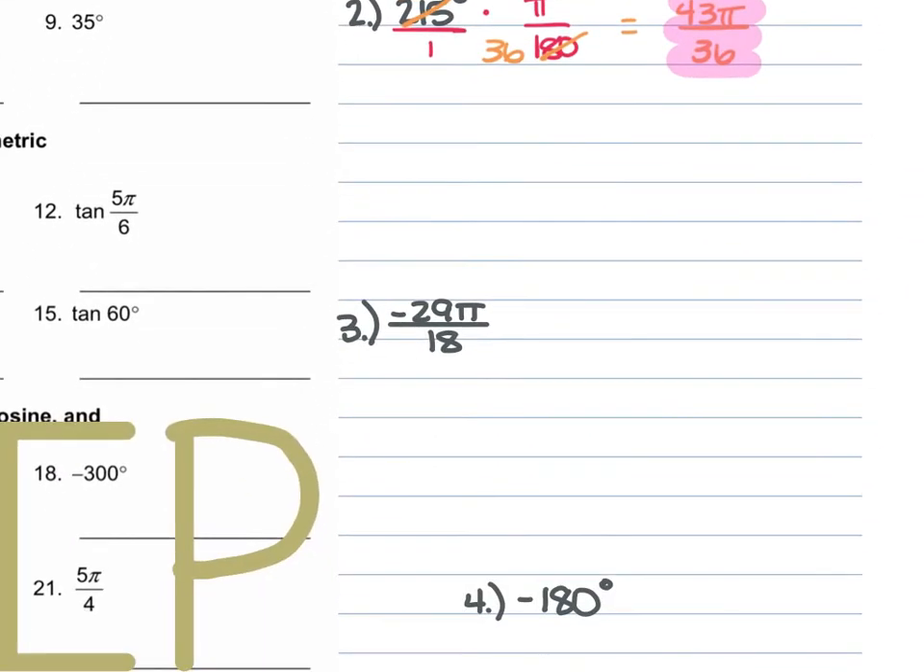For 3, we have negative 29 pi over 18, so we're going to multiply this by 180 over pi. Those pi's simplify, though 18 becomes a 1, the 180 becomes 10, so it's just negative 29 times 10, which is negative 290 degrees.